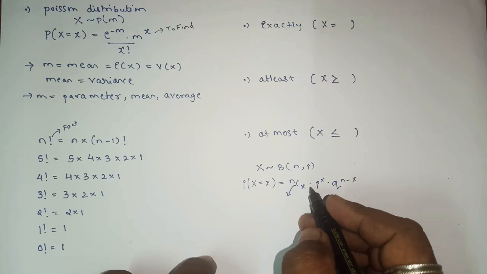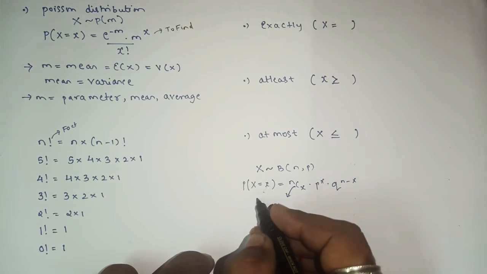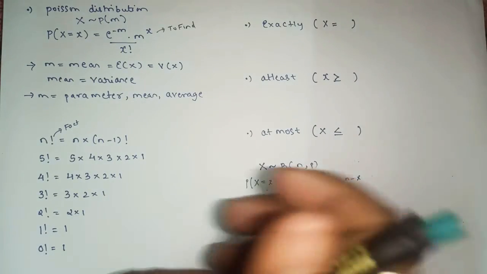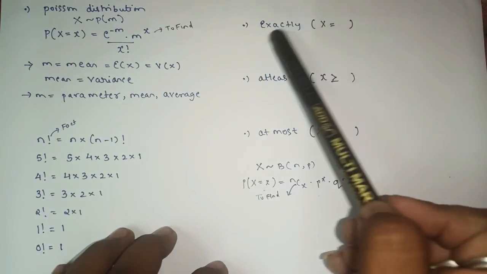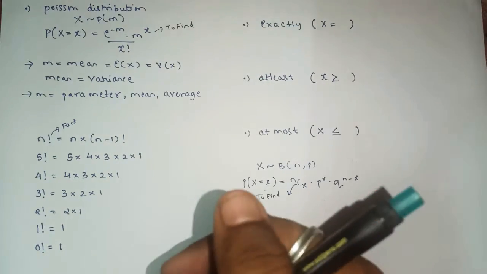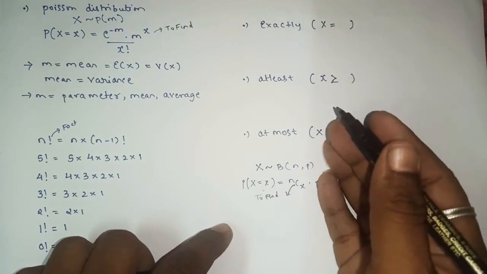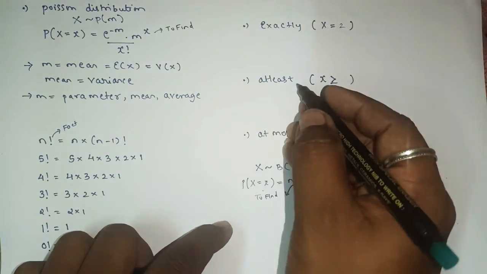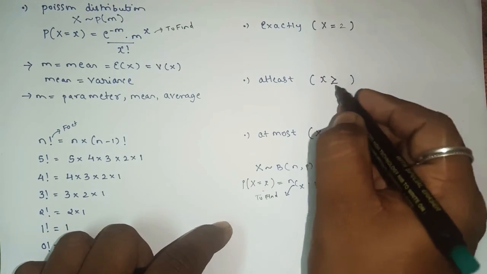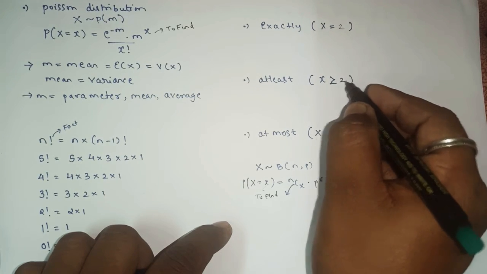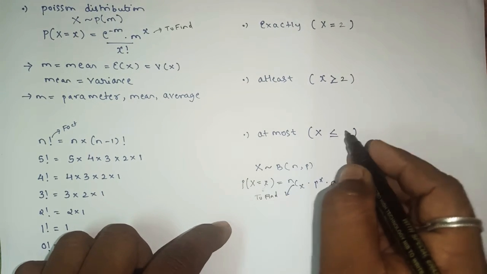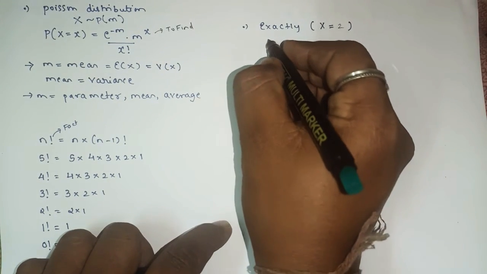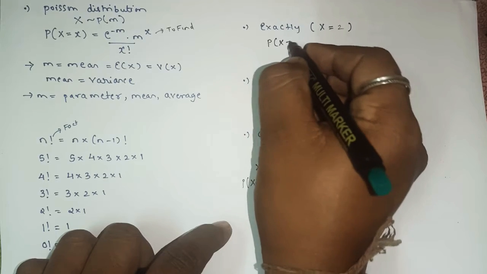Here also, what was x? To find, yes or no? So here also it is the same. If it says that exactly you have to find 2, then the value of x will be 2. At least 2 means x greater than or equal to 2. At least means greater than or equal to. At most means what? Less than or equal to. Yes or no? So exactly means what? P of x equals 2.